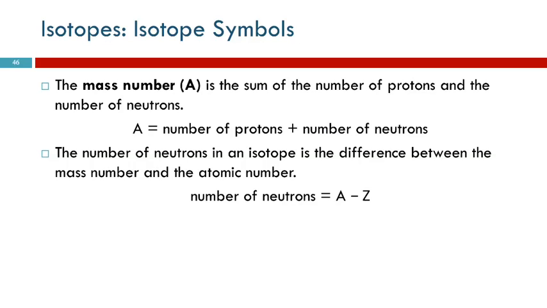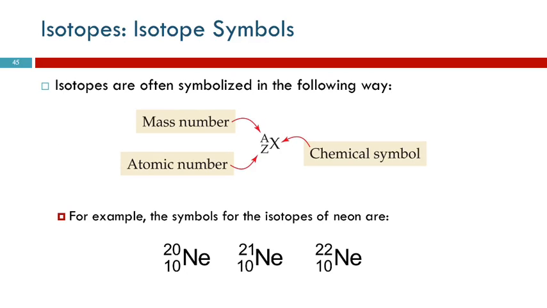So if we're looking at this symbol, let's just do the one in the middle. 21 is the number of protons plus neutrons. 10 is the number of protons. So how many neutrons are there? 11. If this is stacked up to subtract, 21 minus 10 is 11. There are 11 neutrons.